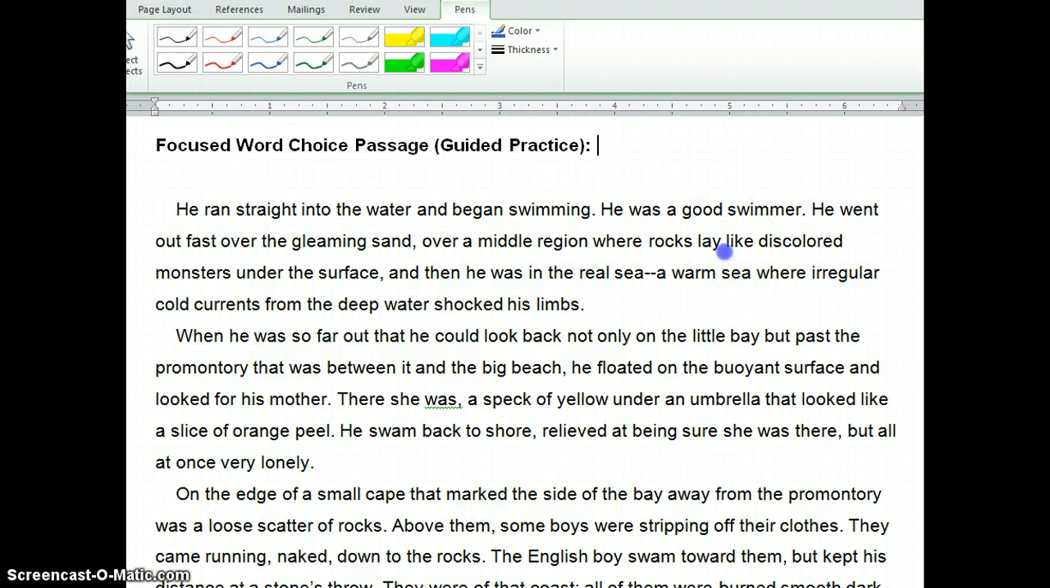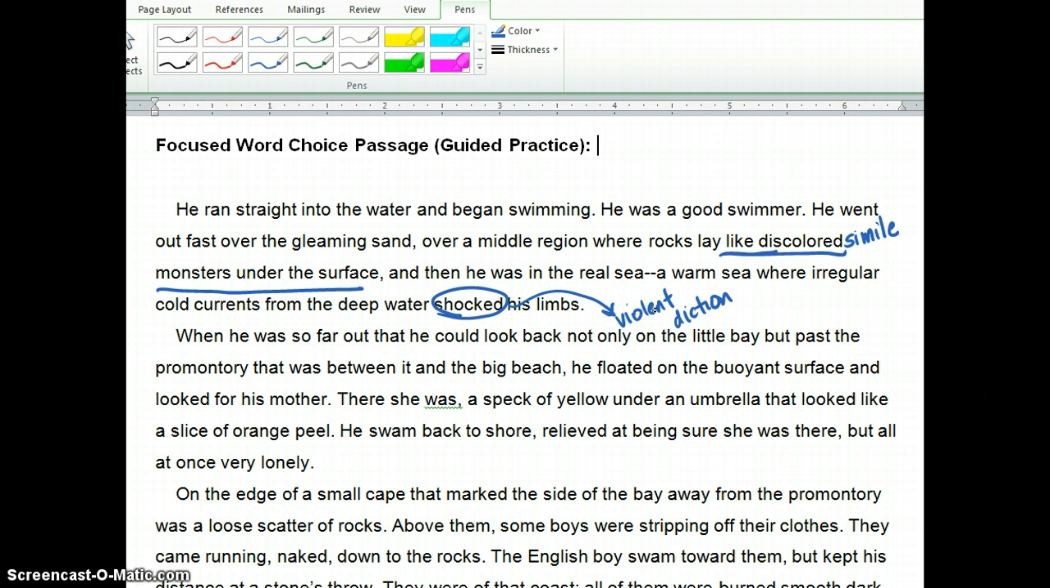In this paragraph, two word choice elements stand out to me. We have a simile here with like discolored monsters under the surface. So I can label that. And then another word that sticks out to me is the verb shocked. Because what you guys noticed very rightly in our discussion was that the beach was a very safe place for Jerry. So here, this verb connotes something violent. So I might simply label it violent diction.